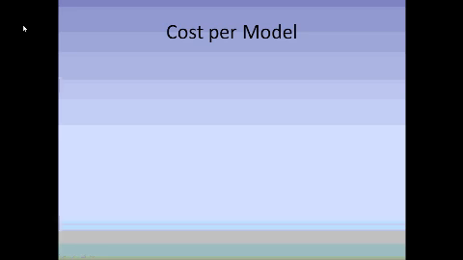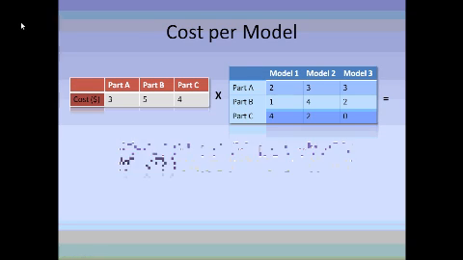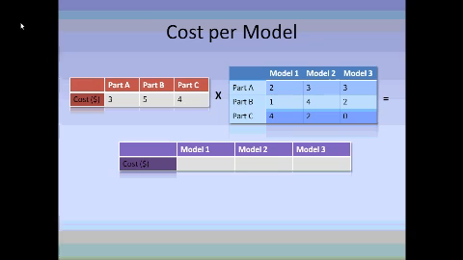We can now apply the same idea to find the entire cost per model matrix. In effect, we are multiplying the cost per part matrix by the parts per model matrix to get the cost per model matrix. We can fill in the first box, the cost per model 1, with the information we just found, $27. We can now do the same thing we did to find the cost of model 1 to find the cost of the other models.